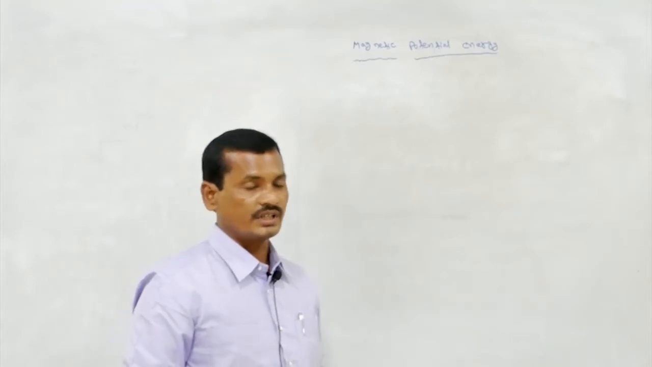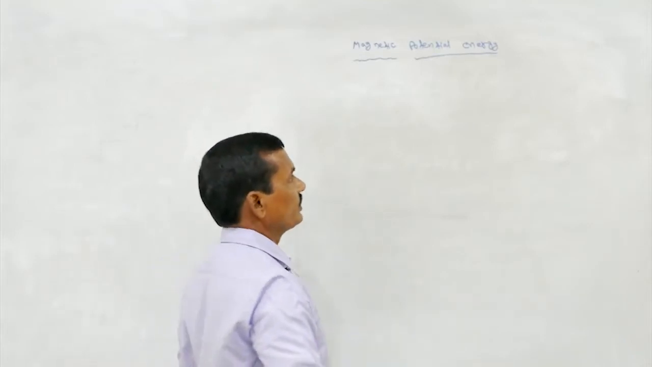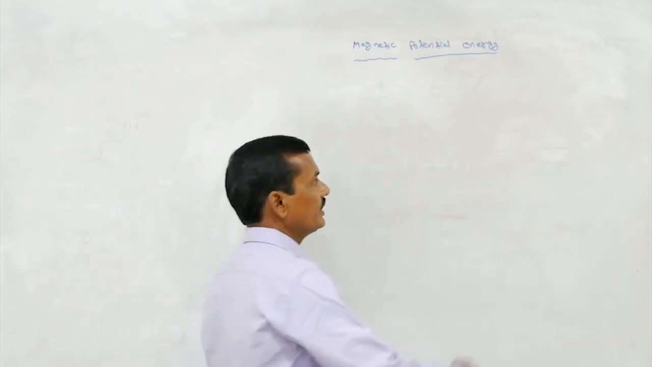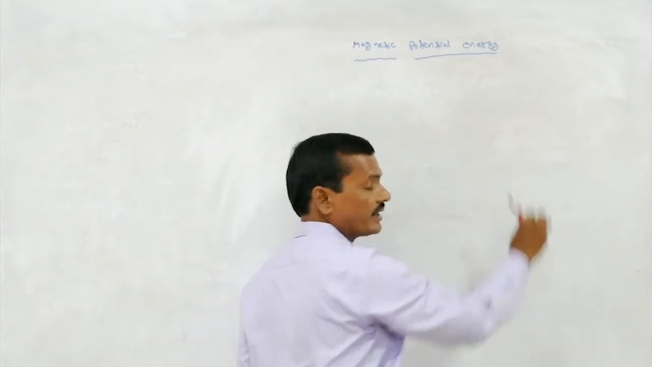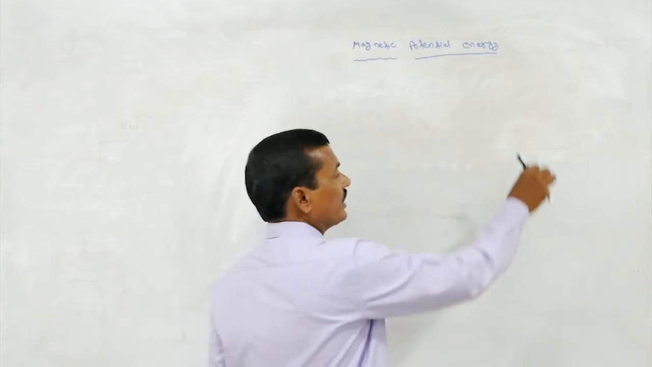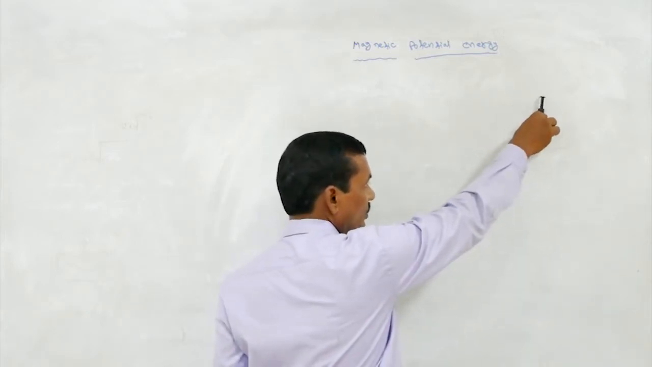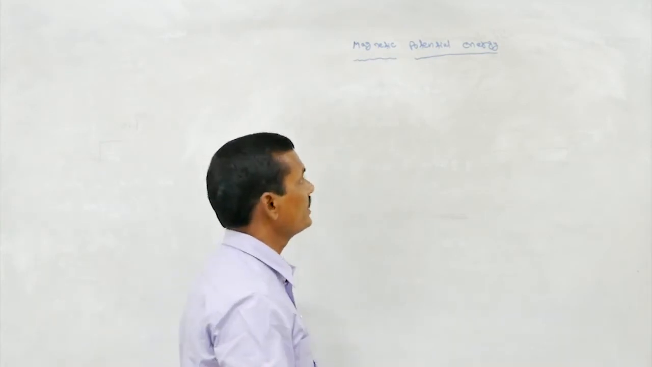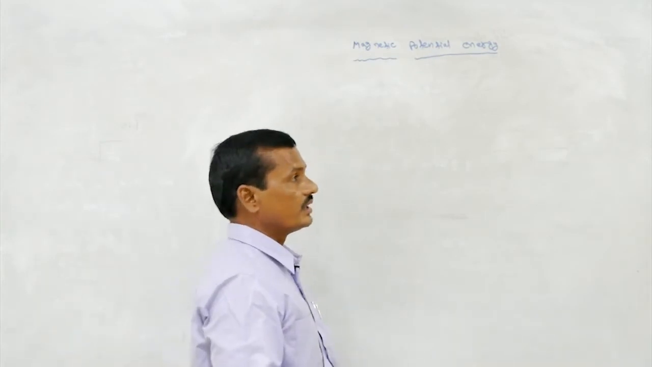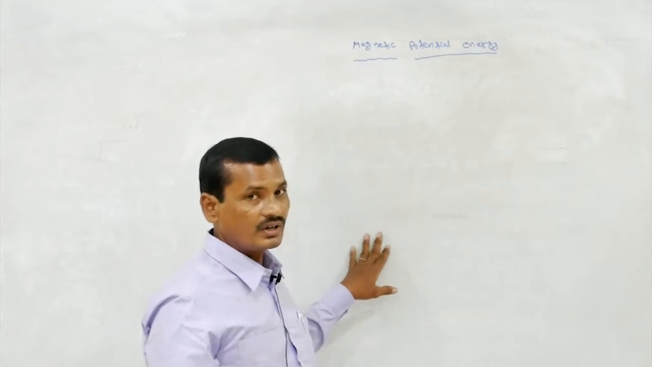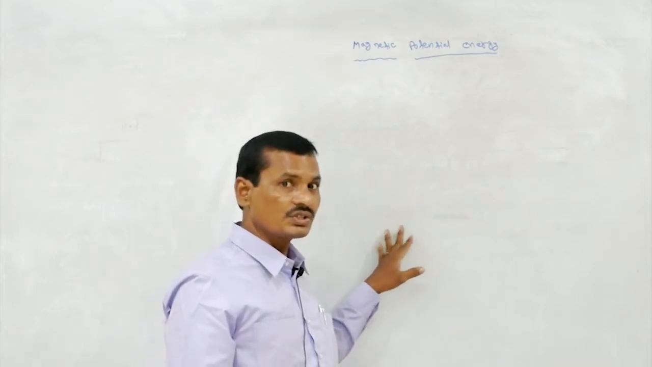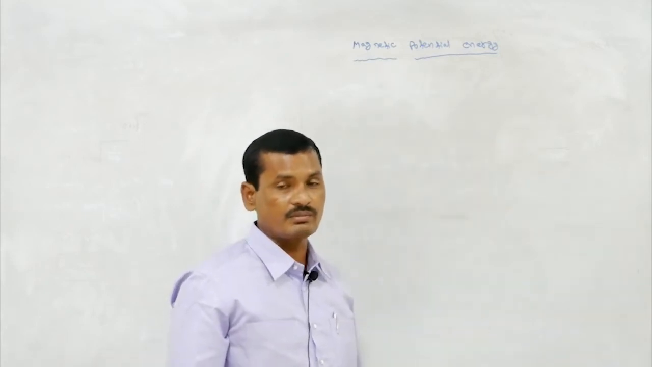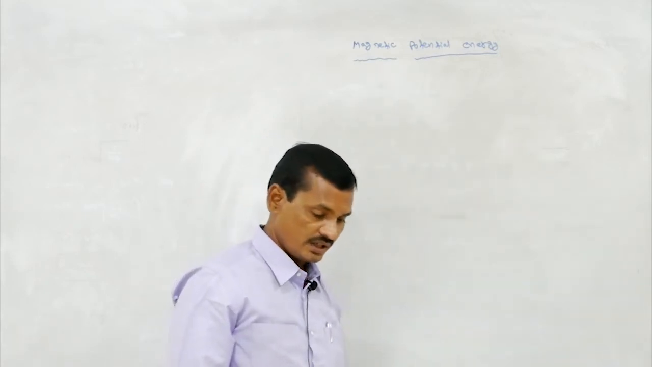Magnetic potential energy. For example, this is a magnetic field. In this magnetic field, we are keeping a magnetic compass. What happens? The magnetic compass can move. The magnetic compass can just slide. That is why? Because there is some work done on the compass that is stored in the form of magnetic potential energy. Magnetic potential energy.